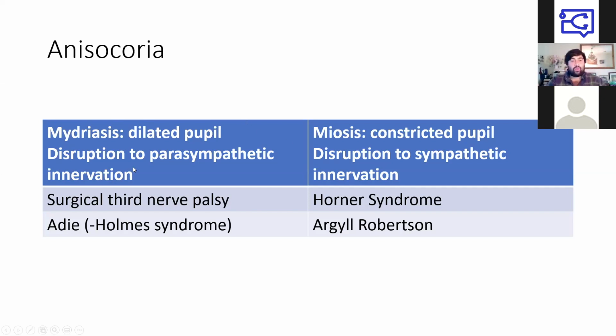The only other one that I would add to this list that's not here is bilateral miosis. Like if both pupils are tiny and pinpoint, that's obviously something you would see in opiate toxicity. But obviously that's slightly separate from anisochoria.